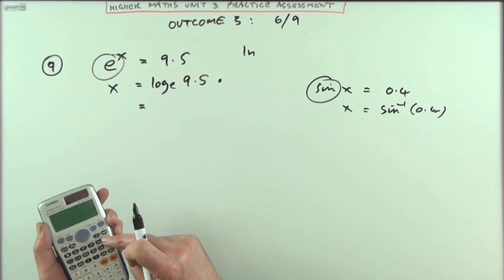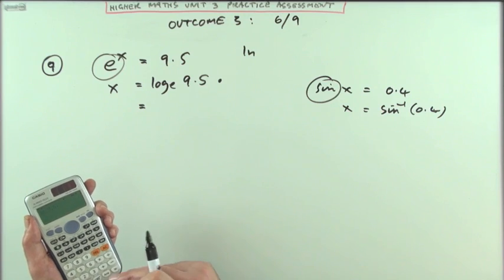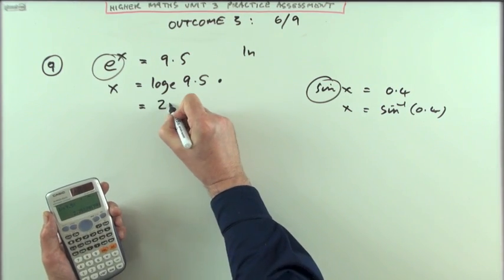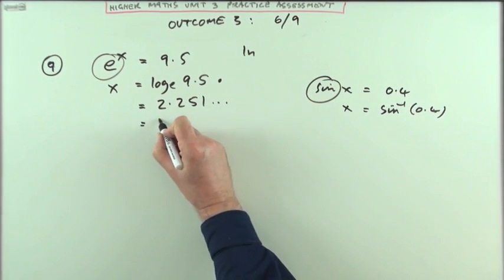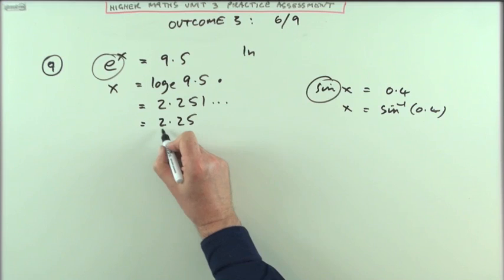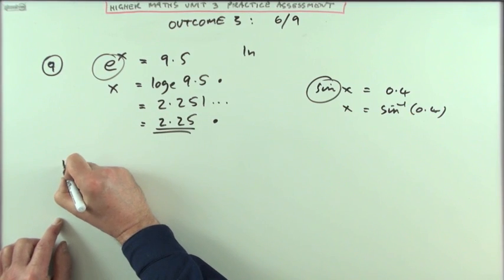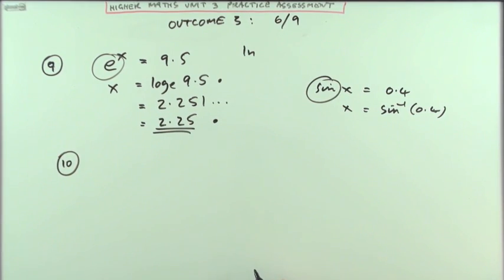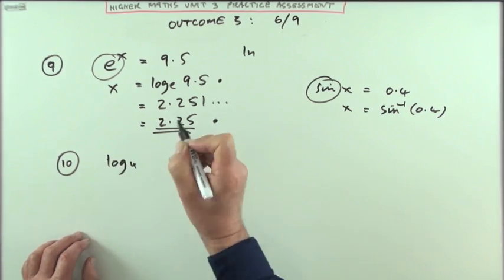So to work out that, you would simply press ln of 9.5. And you get 2.251, and it carries on, and then just round it off as appropriate. Usually 3 significant figures does. So 2.25. That's the second mark. Question 10 will be a similar one, only with a log at the front. So it could be something like log base 4 of something.